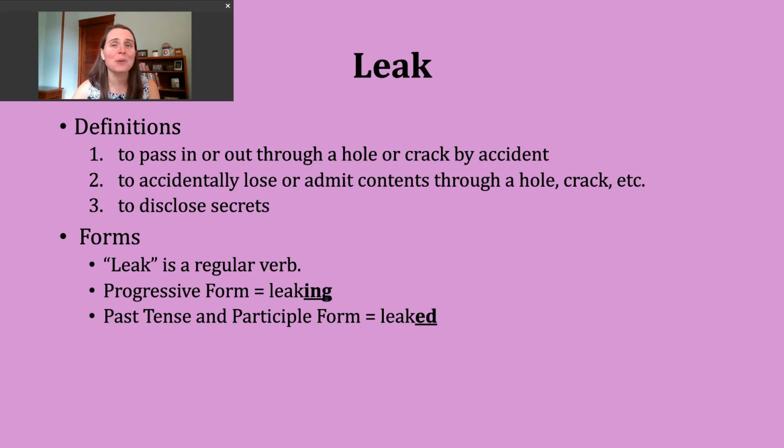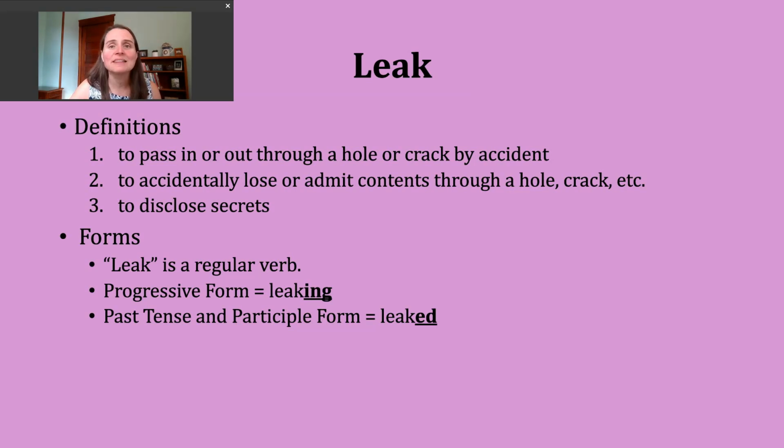Now, a third way our verb leak gets used is going to sound very different, and that is to disclose secrets. So, anytime information is being shared publicly when perhaps it was meant to be kept a secret. You should know that the verb leak is a regular verb. To make the progressive form of this verb, all I'm going to do is add ing to form leaking. The past tense and participle forms of this verb can be made by just adding ed.